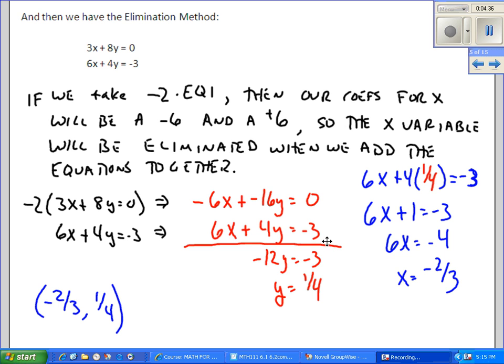We didn't change the second equation. When we add them together, the x's are now gone. We can solve for y, and then we can substitute that value for y back into either of the two original equations and solve for the x to get our solution.